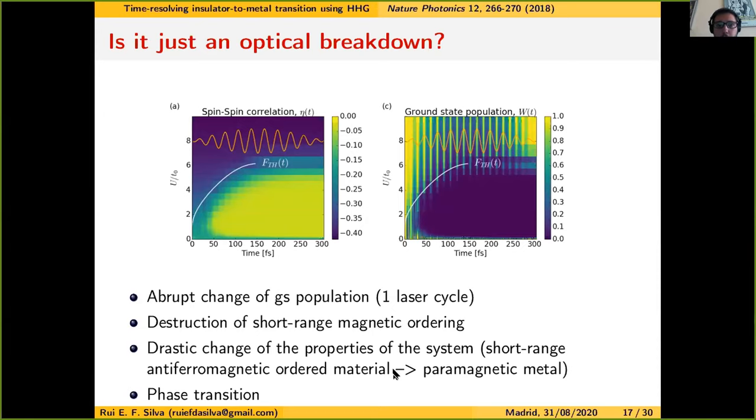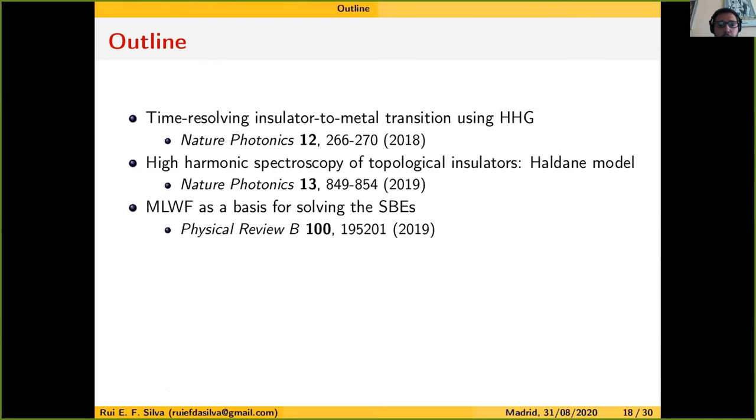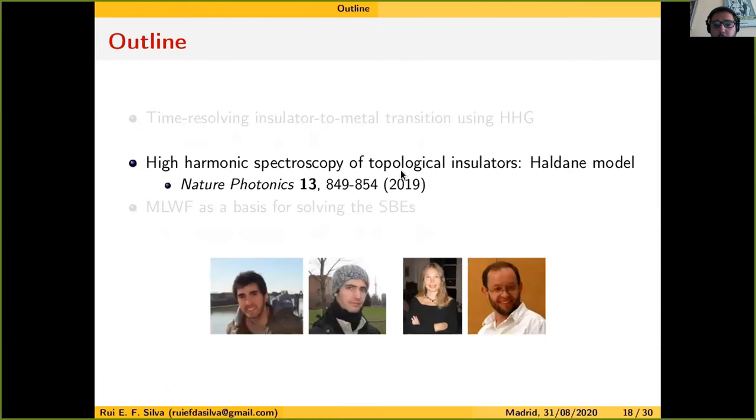So now I'm going to change, and I'm going to focus on the high harmonic spectroscopy of topological insulators. We have done this work using the Haldane model, and this work was done in collaboration with Alvaro, who made a huge, huge part of the work, Bruno Amorim at Universidade do Minho, who helped us with the analytical part, and Olga Smirnova and Misha Ivanov, also at Max Born Institute.